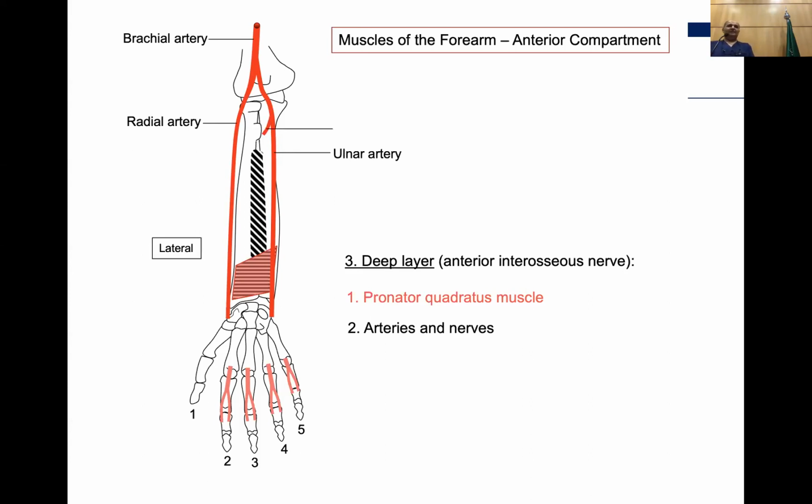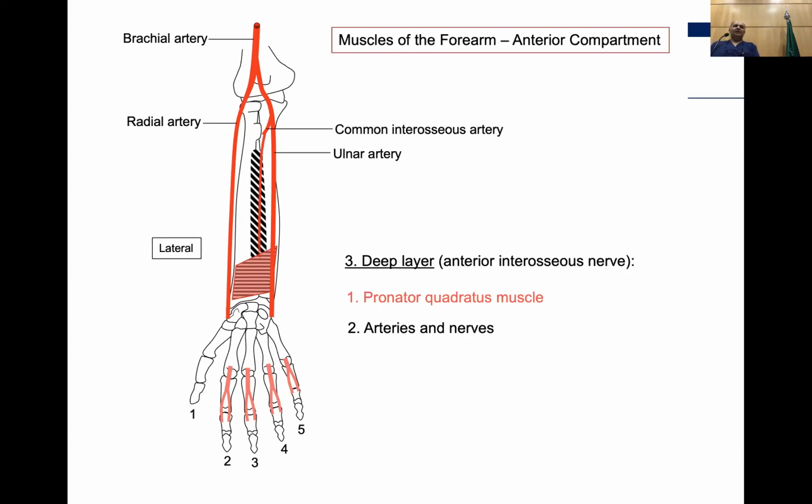Now what happens? The ulnar artery gives a branch which passes between my radius and ulna and goes towards the extensor side. That branch should have a name. We call it the common interosseous artery. Common interosseous artery. This is in the deepest compartment of the forearm.